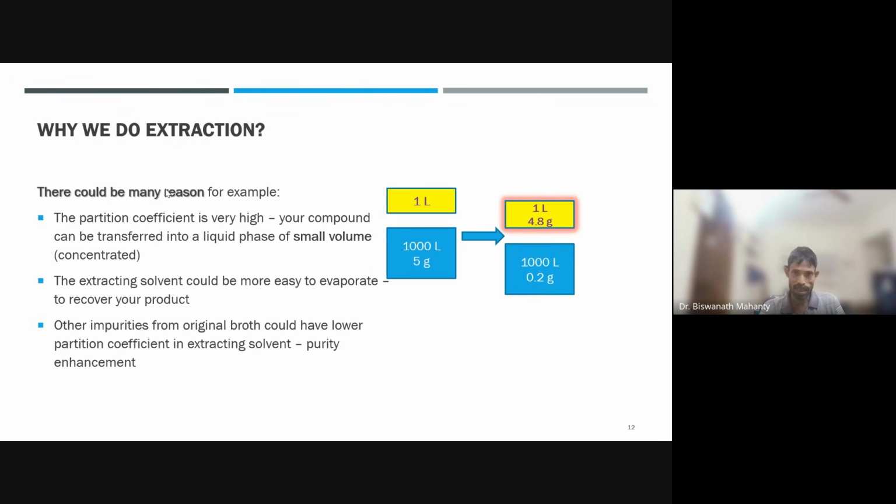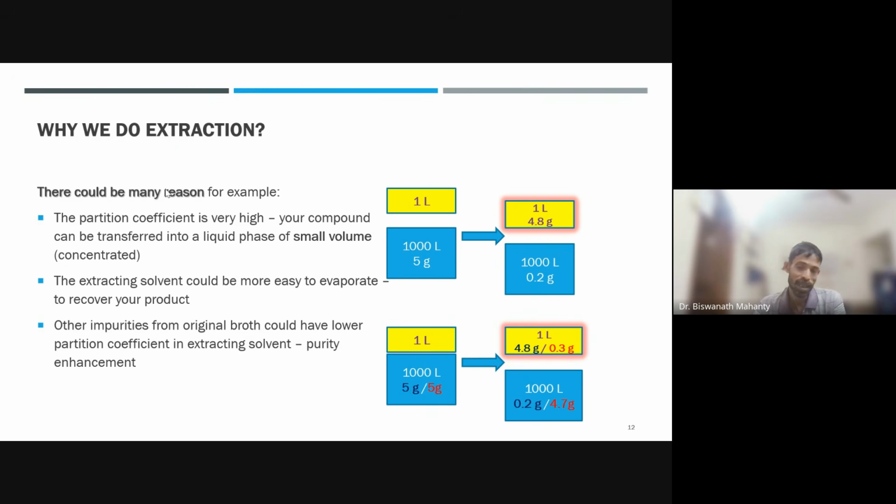Let's see one example here. Assume I have 10,000 liters of aqueous phase with 5 gram of target compound and 5 gram of impurity, and I am mixing it with 1 liter of organic phase. At the end, I find that 4.8 gram of our target compound has moved into the organic phase, but just 0.3 gram of the impurity has gone up.